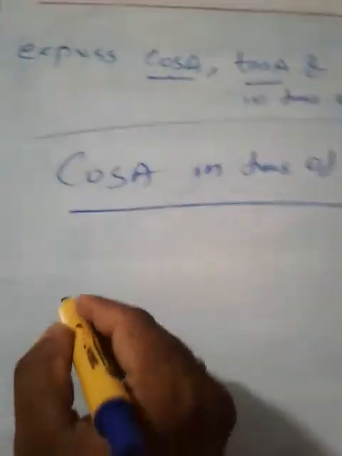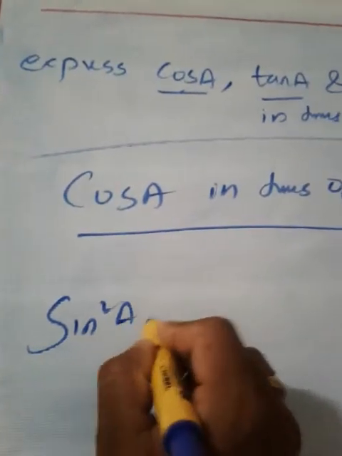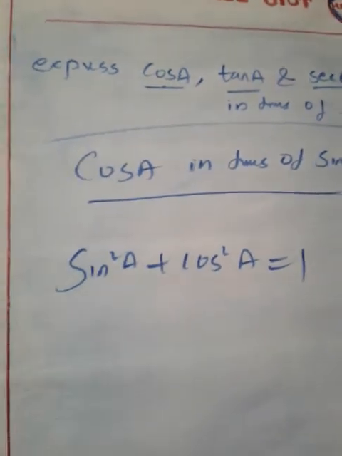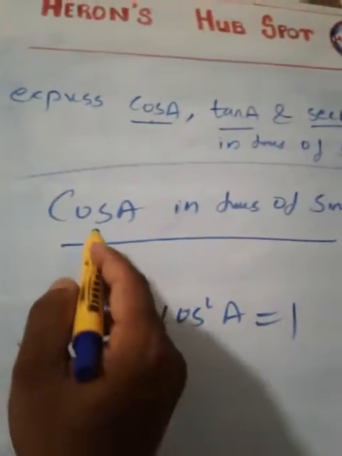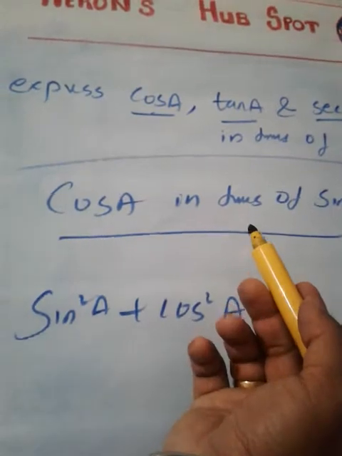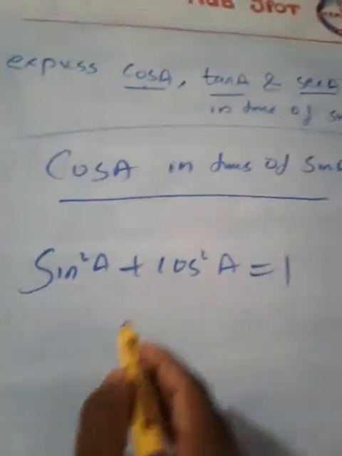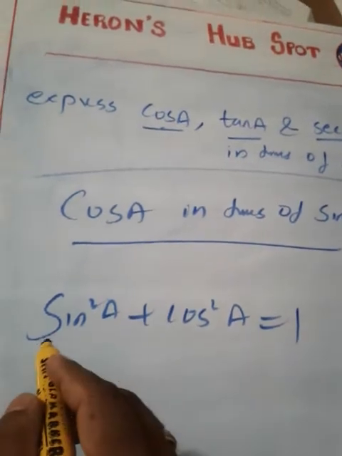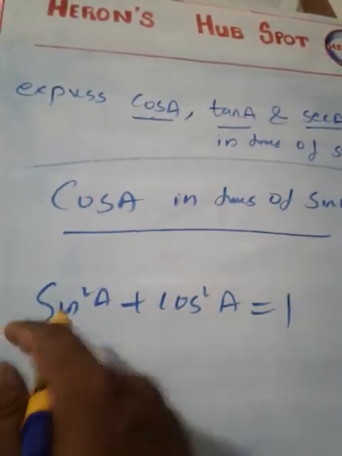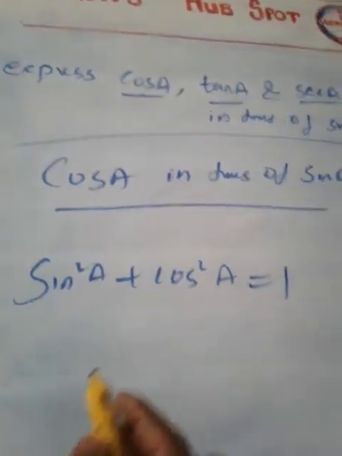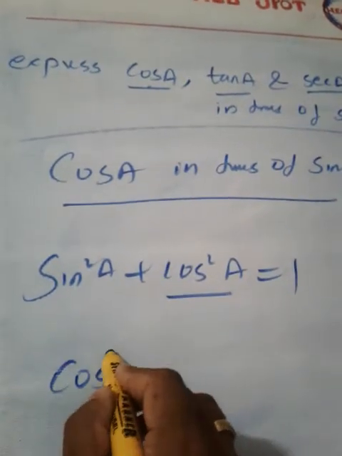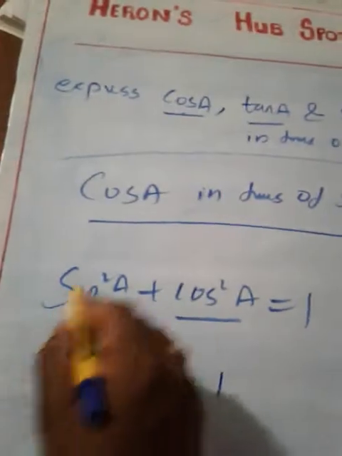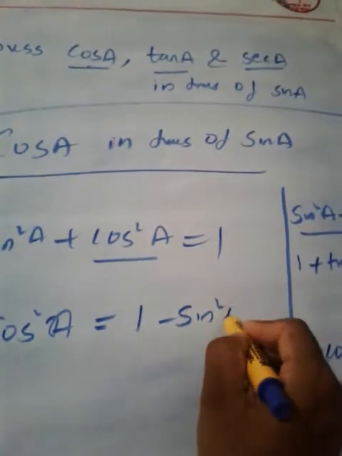So take that identity. What was that? Sin square A plus cos square A is equal to 1. So we write that identity. Then what we have to do? We have to express cos A in terms of sin A. That means the LHS should be cos A. So just keep the term with cos A in the LHS and take all the other terms from LHS to RHS. So you just keep cos square A in the left side, and the right side is 1, and plus sin square A moves to the right side. That becomes 1 minus sin square A.